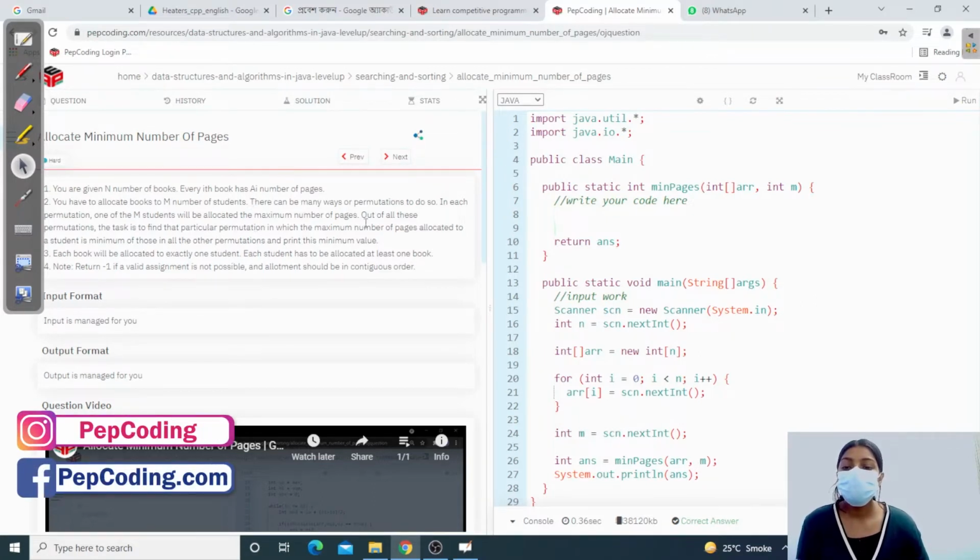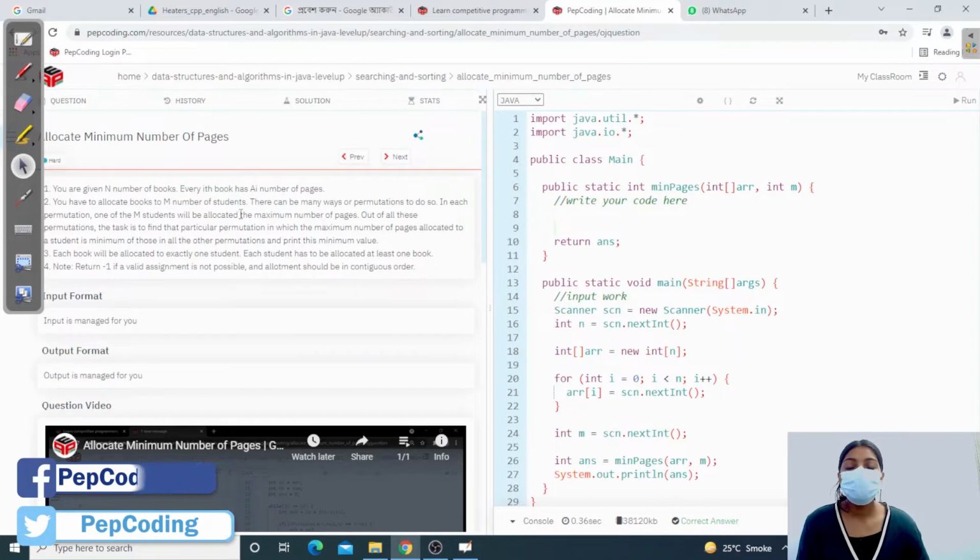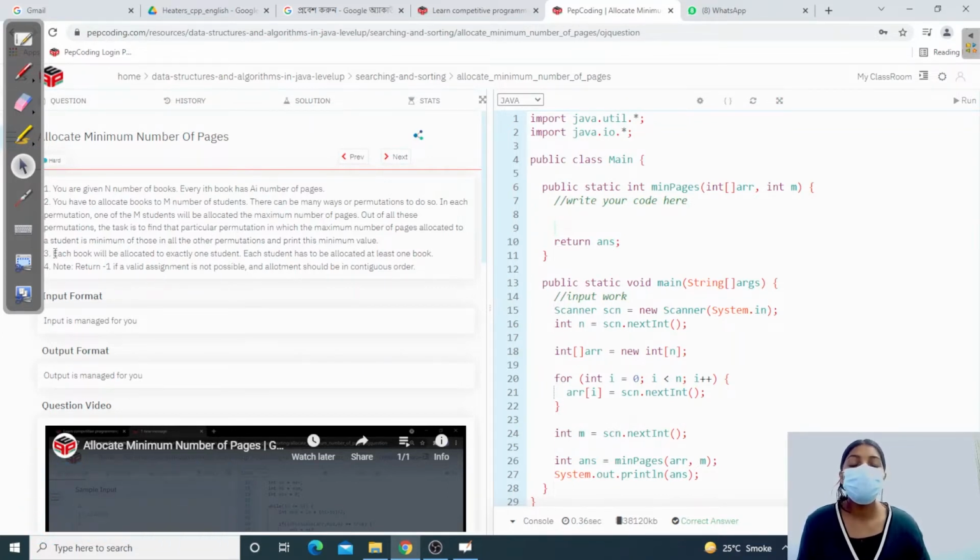Okay, there can be many permutations to do so. It means there are many ways to allocate books among the m students. In each permutation, one of the m students will be allocated the maximum number of pages. Okay, I'll explain it to you. Out of all these permutations, the task is to find that particular permutation in which the maximum number of pages allocated to a student is the minimum of all the permutations, and print this minimum value. Okay, I'll explain it to you later.